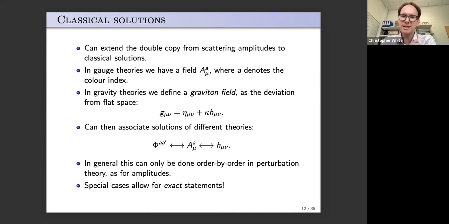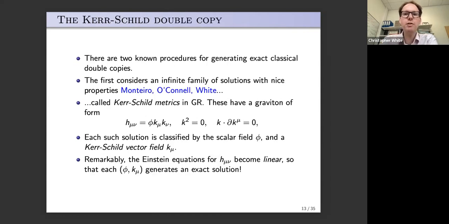The answer to that question is yes. In general, it can only be done order by order in perturbation theory as for amplitudes, but special cases actually allow for exact statements. So there are 2 known procedures for generating exact classical double copies. The first looks at an infinite family of solutions with very nice properties. They're called Kerr-Schild metrics in GR, and they have a very special form for the graviton, where the graviton is an outer product of 2 vectors with a scalar field.